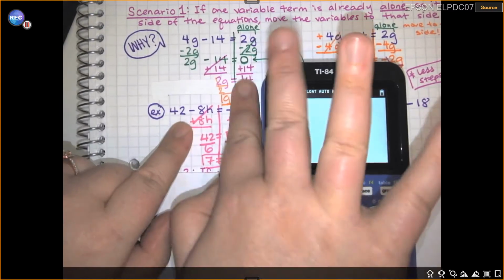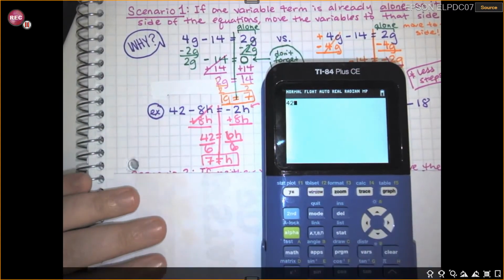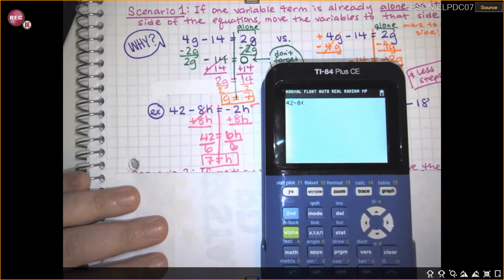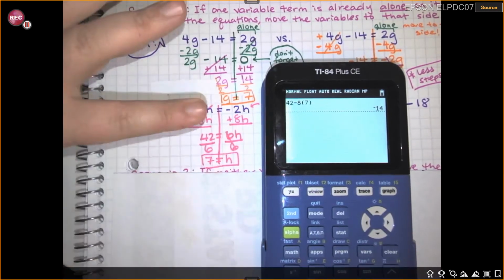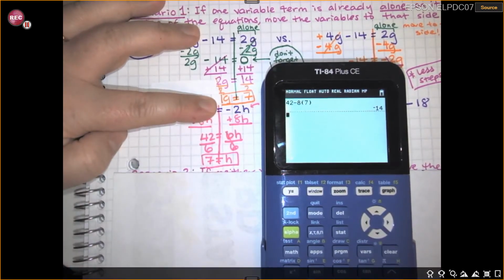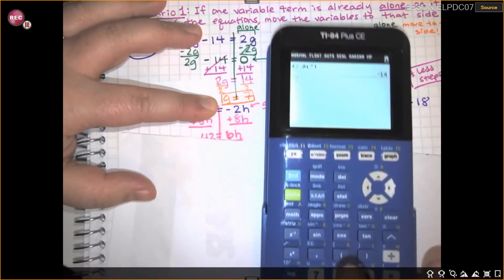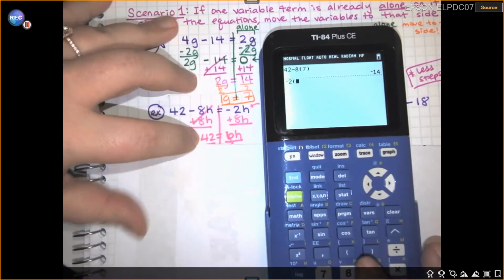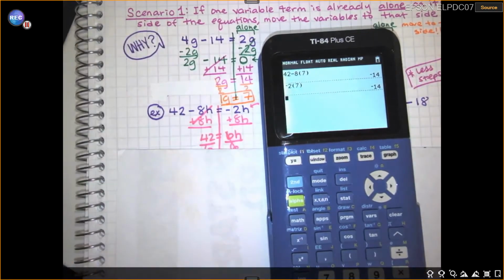So what I'm going to do is start with the left-hand side and plug in 7 for h. So I have 42 minus 8 times 7. Enter. That's negative 14. Okay? I know that you're like, that's not the same. Wait a second. Now do the opposite side. Use the negative way down here. Negative 2, parentheses, 7. Look, same thing. That means they're equal. Okay? Works the same up here.